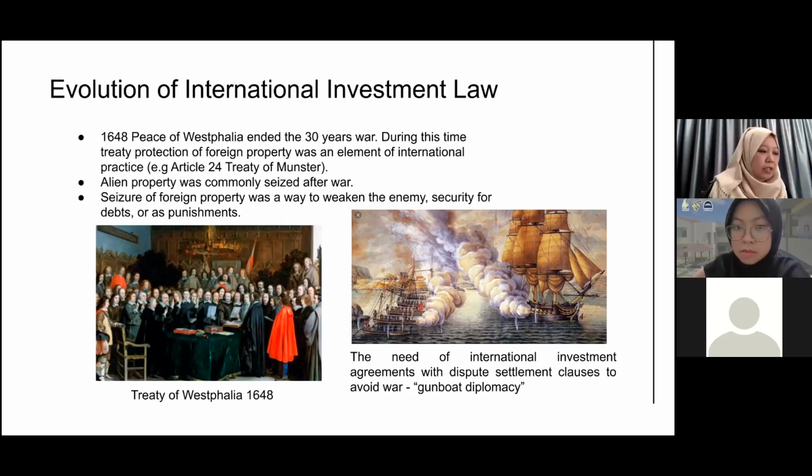All right, so there's a picture down there which I put here. It is what we call gunboat diplomacy. During the olden time, if foreign investors' property was abused or taken by the host country, then the foreign investors' home state would come and bring their boats to the shore, okay, to show their power and to attack the country, sort of like punishing them for having abused their nationals.